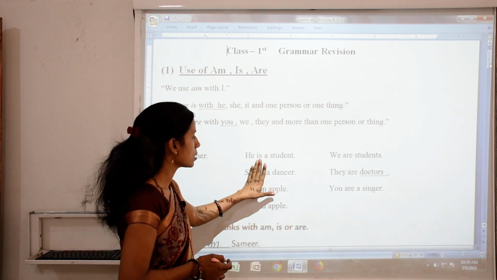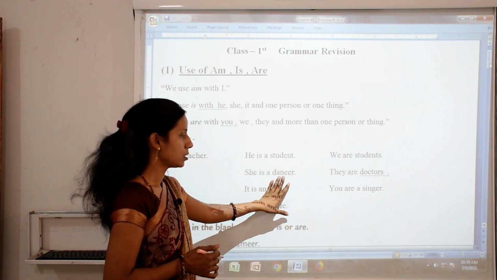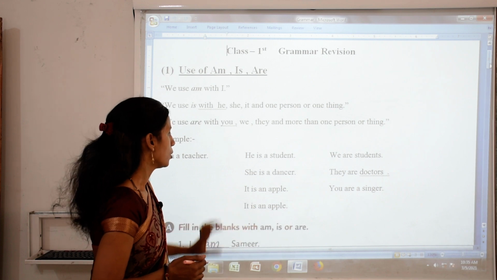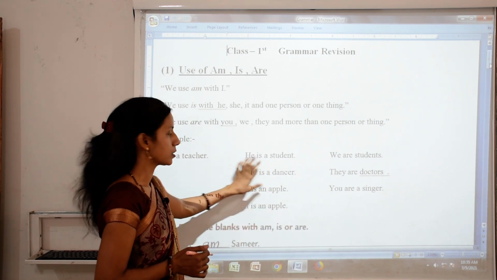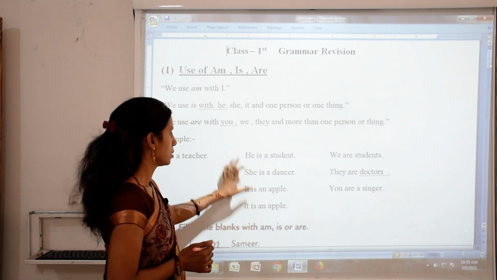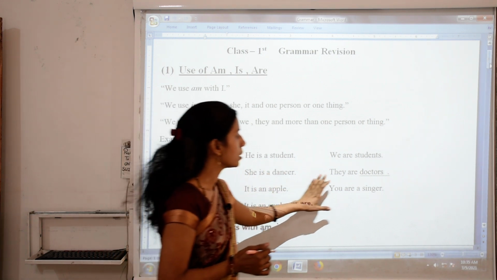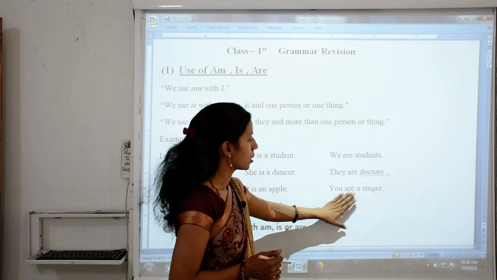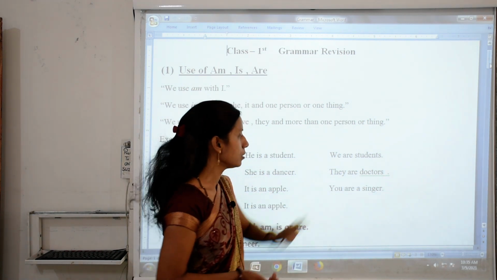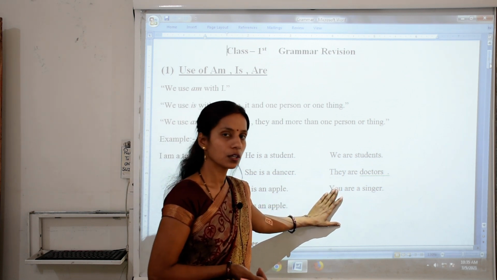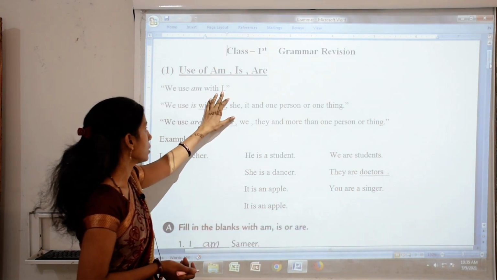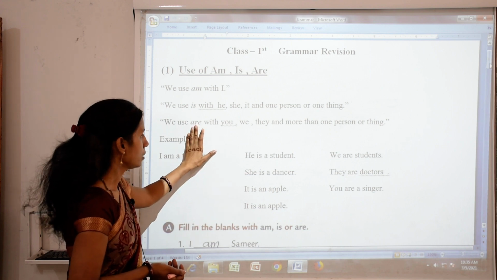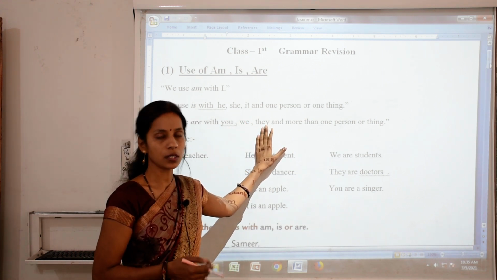And next example, he is a student, she is a dancer, it is an apple. Okay, so here we use is with he, she and it. And examples for are: we are students, they are doctors, you are a singer. It means we use are with we, they and you. So remember, we use I with am, we use is with he, she, it and we use are with you, we, they and more than one person or thing.